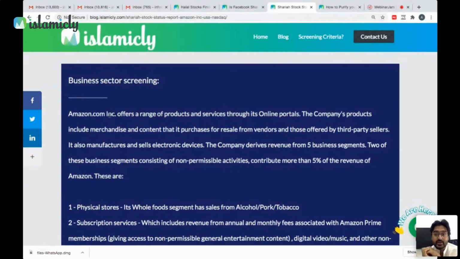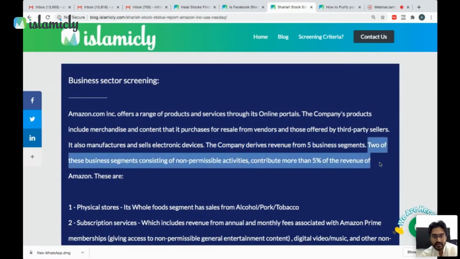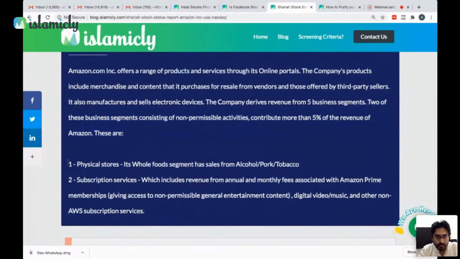So let's analyze its revenue segments to find out what can go wrong in this company. As you can see, the company derives revenue from 5 business segments. In summary, 2 of these business segments consist of non-permissible activities which contribute more than 5% of the revenue of Amazon. That is the problem, correct? Now, what is that problem? So problem number 1 and problem number 2.